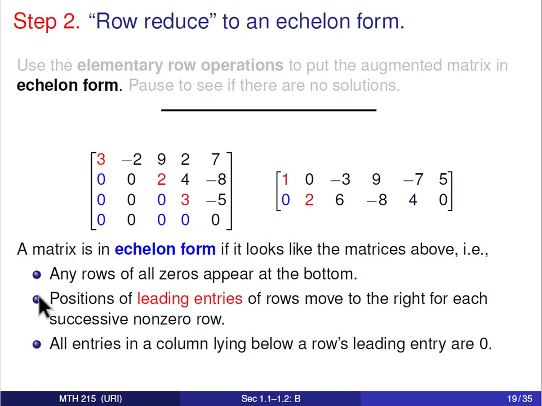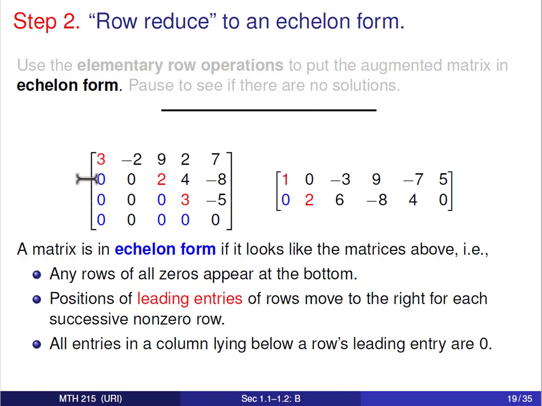The second condition you need to satisfy is that the positions of leading entries of rows must move to the right for each successive non-zero row. So let's pause to define what we mean by a leading entry. A leading entry is the first non-zero entry in a row. For instance, in this first row, the first number is not 0, so it will be the leading entry in that first row.